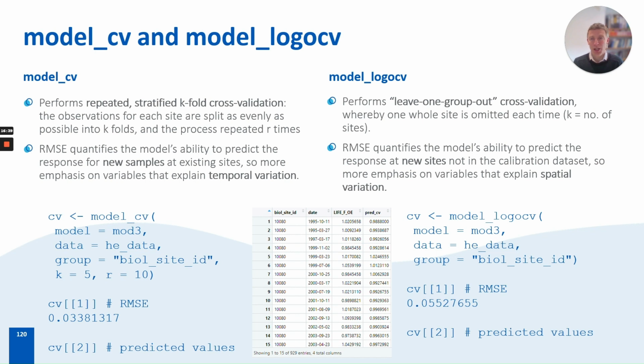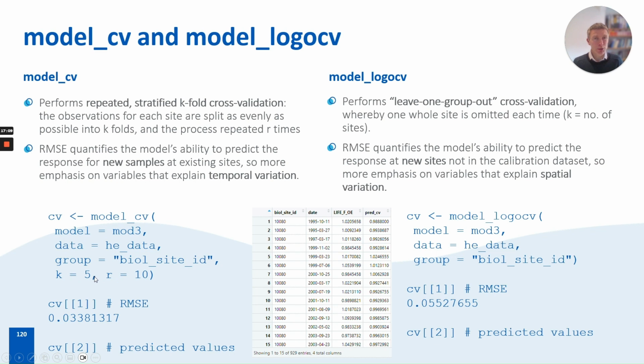You can see on the slide here we've got some example code just to illustrate how that function works. The arguments to the model CV function include, first and foremost, the model that we've fitted to the full data set. We also feed it the data set that we've used to calibrate that full model. We then identify which variable is the grouping variable, so that would be our biology site ID, and then we set the K and R parameters.